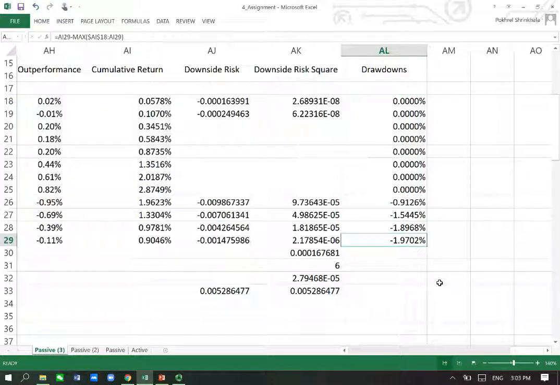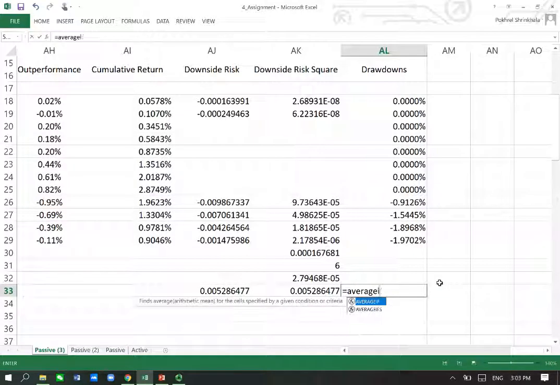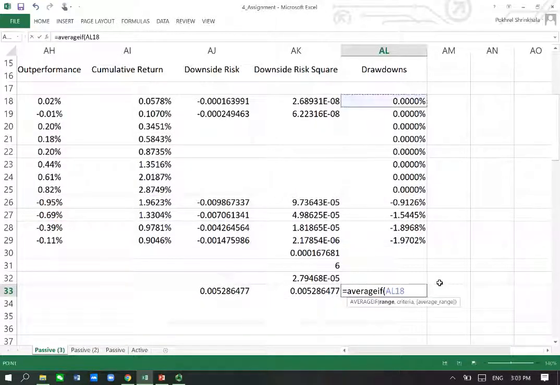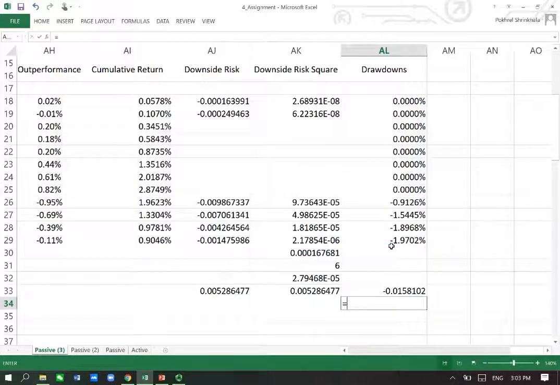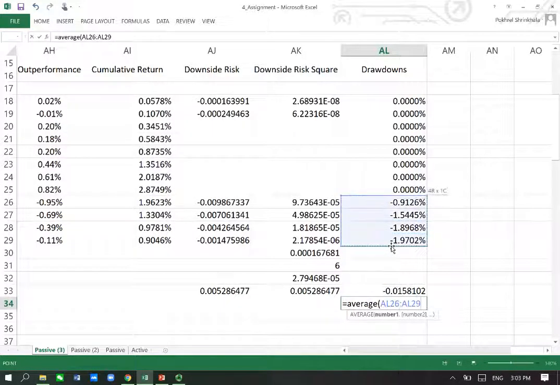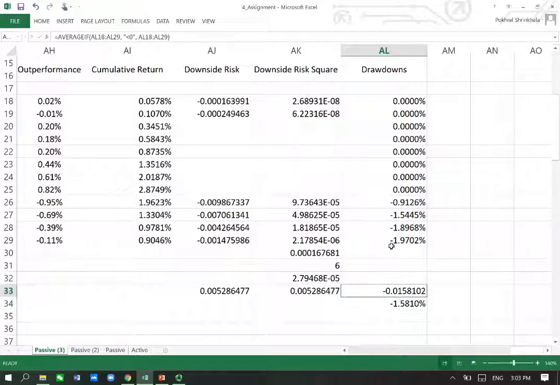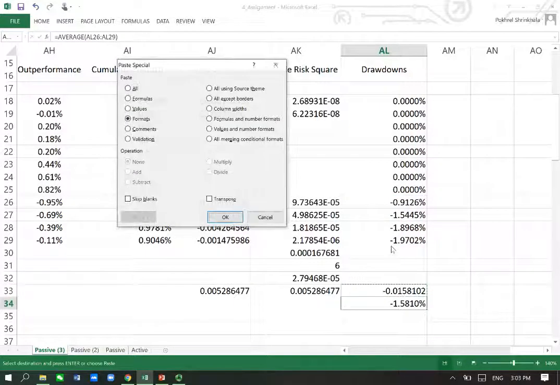So let me do it again. I'll find it here, equal average if this is the range and criteria is less than 0, inverted comma, again the range of the drawdown, and close. So as I said, this function is going to give you average for this number here. Okay, the same, it's just reported in percentage and symbol.